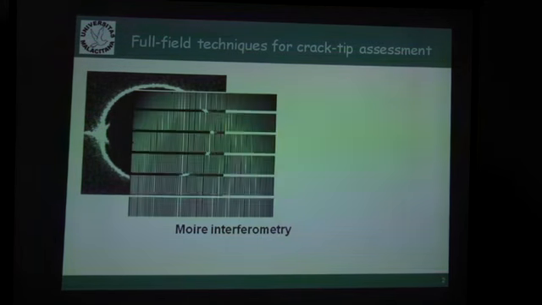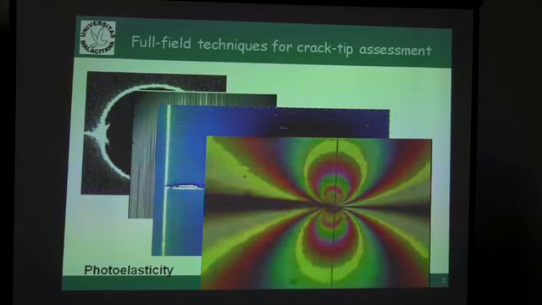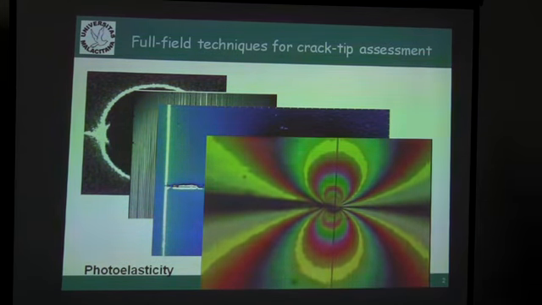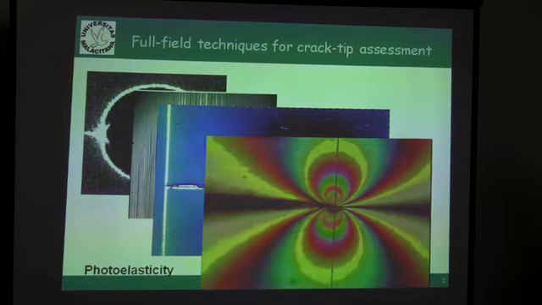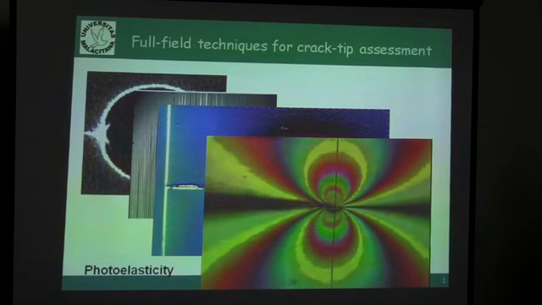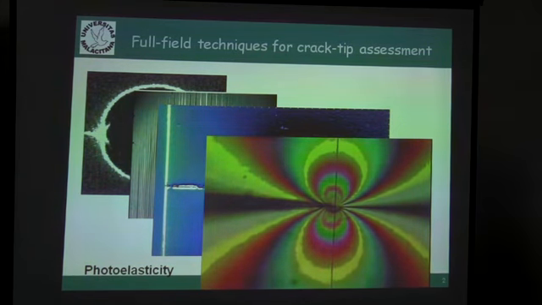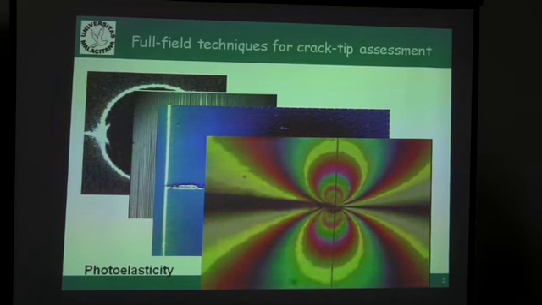There exist a few full field techniques for evaluating cracking mechanics in general, or the stress intensity factor in particular, including caustics, Moiré interferometry, thermoelastic stress analysis, or photoelasticity. They've been used in the past for evaluating the stress intensity factor, but they all have some restrictions. For example, photoelasticity requires a refringent material, or thermoelastic stress analysis requires a specific loading regime, and so on.